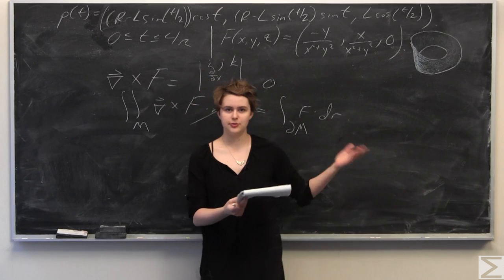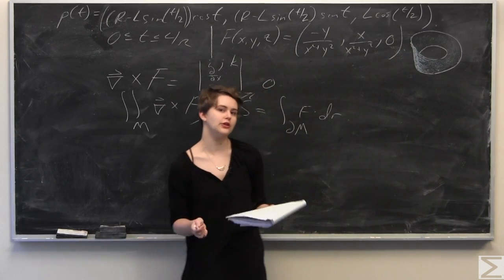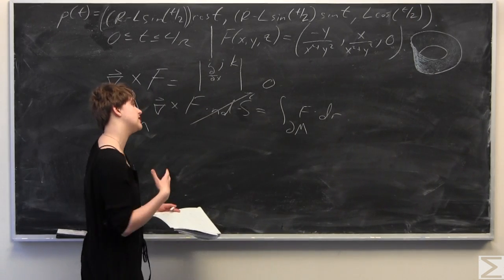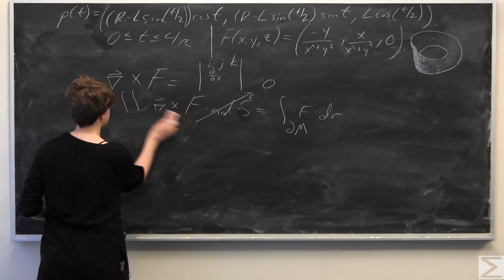So now what we need to do is calculate the line integral over the boundary of f, and we need to prove that that does not equal 0. And we'll find that, in fact, it does not equal 0. Therefore, we can prove that this surface is not orientable. Excuse me. So, okay.